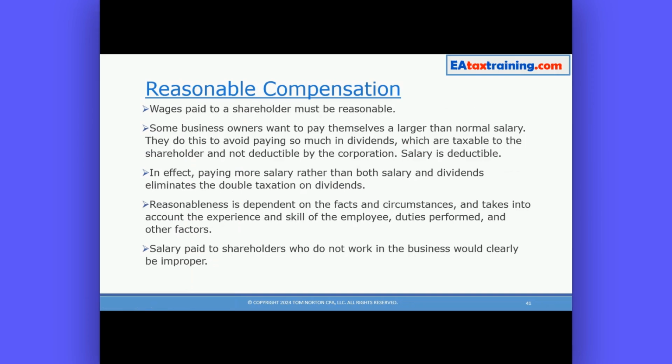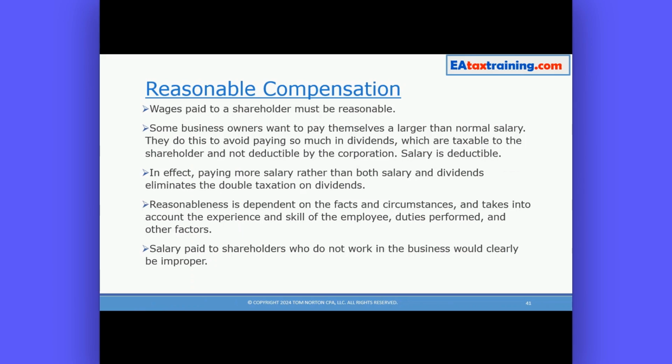Reasonable compensation. The corporation does need to pay the shareholder reasonable compensation. So one strategy that could be used if we didn't have this reasonable compensation limit in place is the corporation could just pay the shareholder a very large wage in order to get around paying dividends. So in other words, instead of paying some wages and some dividends, they could just pay all of it in wages. And the reason that that would be beneficial is because the corporation can deduct any wages that they pay.